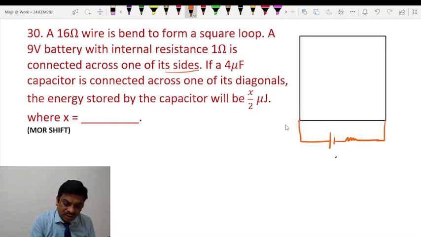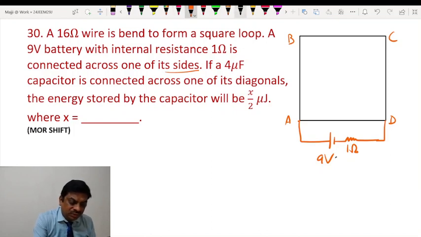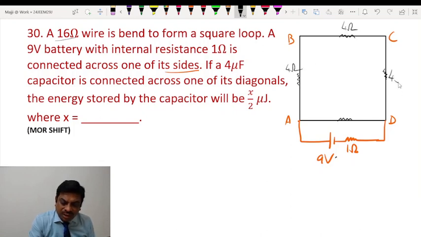So I will name the corners A, B, C, D. Between A and D you have a cell of 9 volt and internal resistance r. Since the loop is 16 ohm, the resistance of each side will be 1/4 of 16, that is 4 ohm. So this will be 4 ohm, this will be 4 ohm, this is another 4 ohm, and 4 ohm.